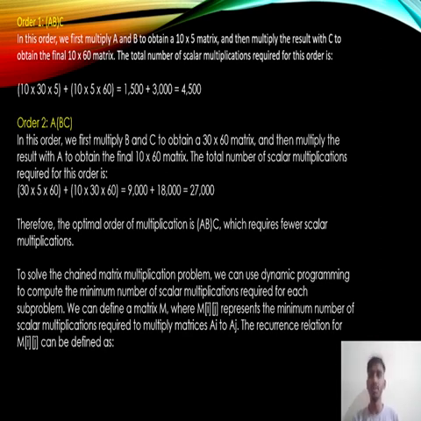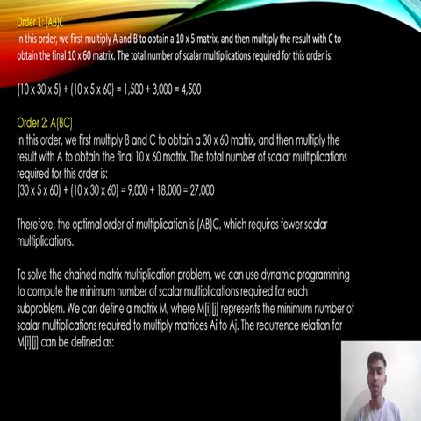Order 2: A(BC). In this order, we first multiply B and C to obtain a 30 by 60 matrix, and then multiply the result with A to obtain the final 10 by 60 matrix. The total number of scalar multiplications required for this order is 30 into 5 into 60 plus 10 into 30 into 60, which is equal to 9,000 plus 18,000, which is equal to 27,000. Therefore, the optimal order of multiplication is (AB)C, which requires fewer scalar multiplications.